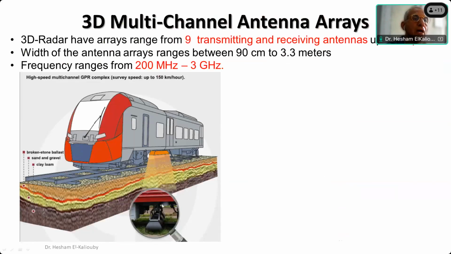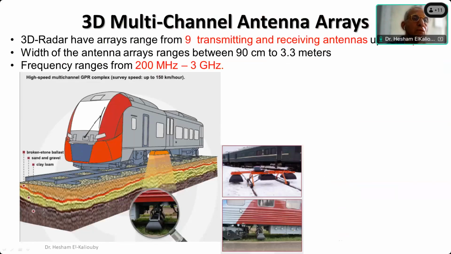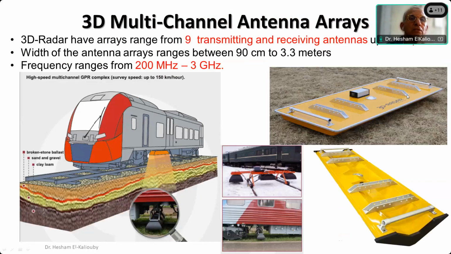Recently, they put many antennas below the train with different frequencies and different pairs of transmitters and receivers. You can put many transmitters and receivers just below the train that cover a wide range of frequency from 200 megahertz to 3 gigahertz to detect both shallow and deeper targets, to detect any fractures or any cavities that might cause a problem or an accident for the train.